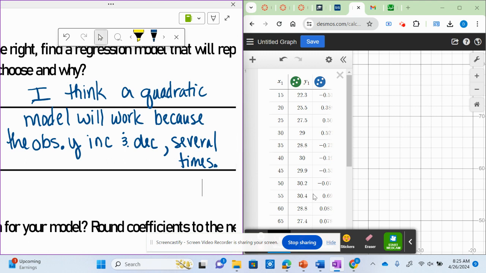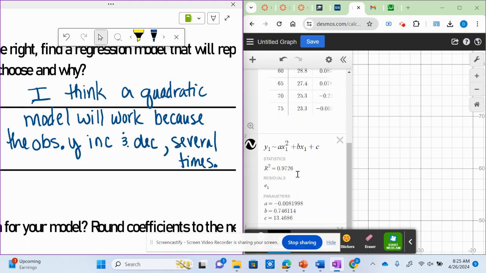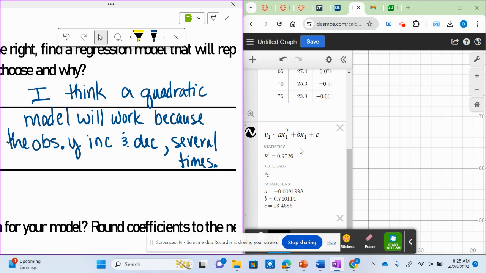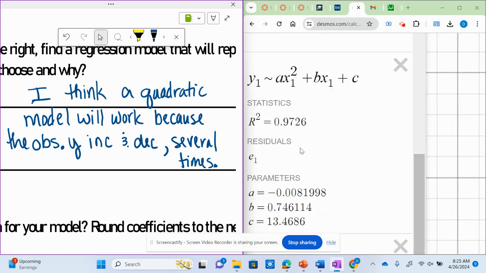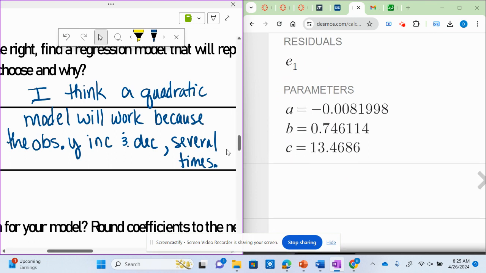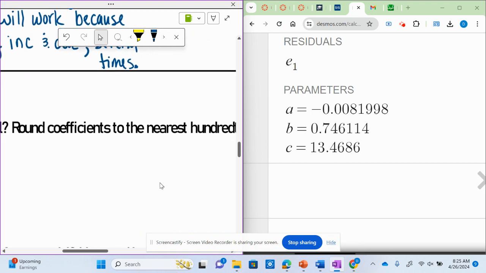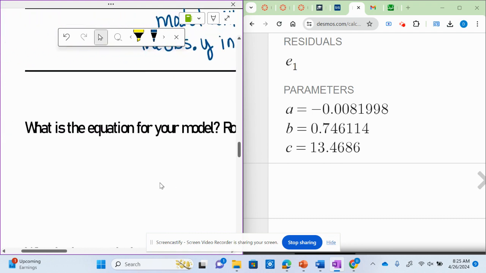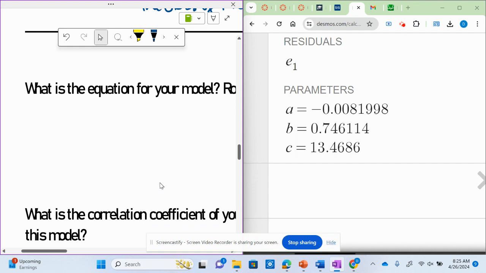So then I went to Desmos and I'm like, okay, I'm going to build this equation and I'm asking for a quadratic model. And so I need to figure out what my parameters are. And it asks me to round all of my coefficients to the nearest hundredth. So remember that if we're doing a quadratic model, our equation is going to look like this. Y equals ax squared plus bx plus c. So we have to model that.